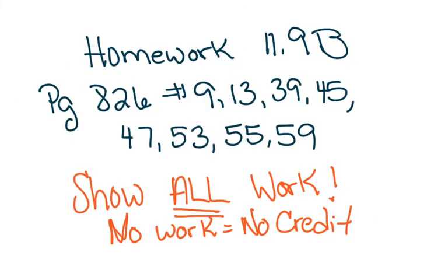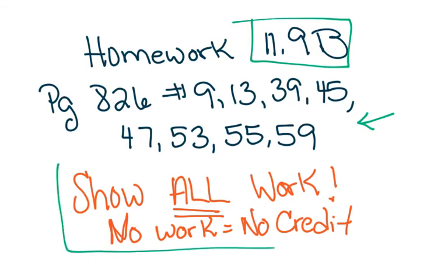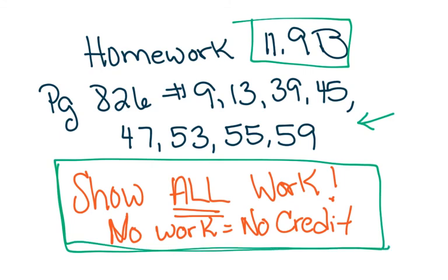Homework for this section, 11.9b. So second assignment of the week. You are still on page 826. Again, all odd answers here, so make sure you are checking your work in the back of the book. You can also check it on your calculator like we were doing off to the side. Big reminder, show all work. If there is no work, you will be receiving no credit.